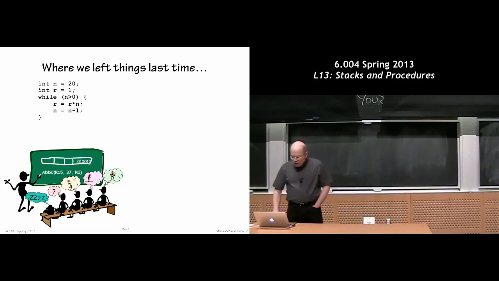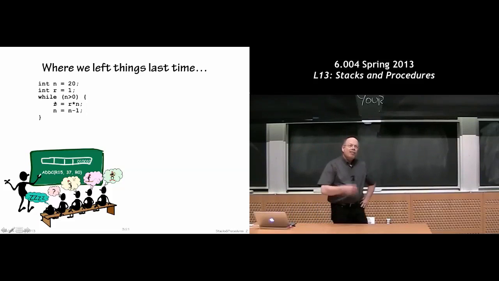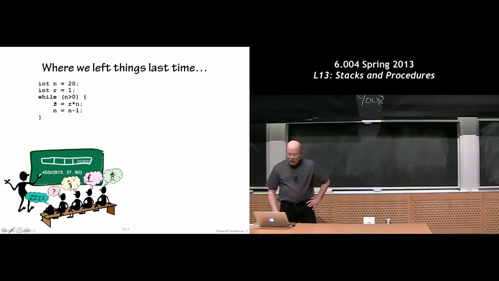We've taken care of most things. We know how to do loops using our branches. We know how to access memory with loads and stores in order to get the variable values, like in this case n and r, from memory into the registers so that our arithmetic operations can work on them.